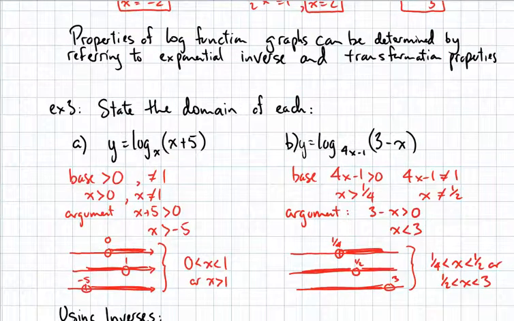Alright, that one's a little bit more challenging. We want the base to be positive, the base not equal to 1, leading to these two domain restrictions. Also the argument greater than 0 leading to this domain restriction, which I showed on a number line, and I want the overlapping parts. No good in this area, can't use 1/4, good in this region between a quarter and a half, can't use a half, and good in the region up to 3. So there's your domain.